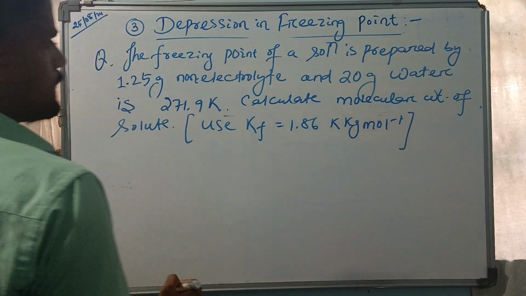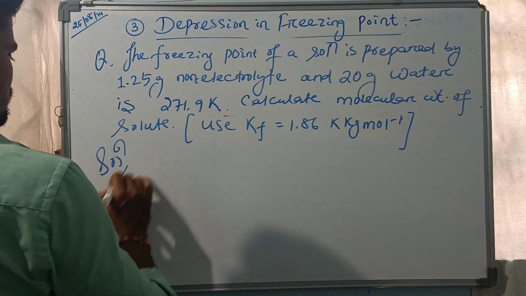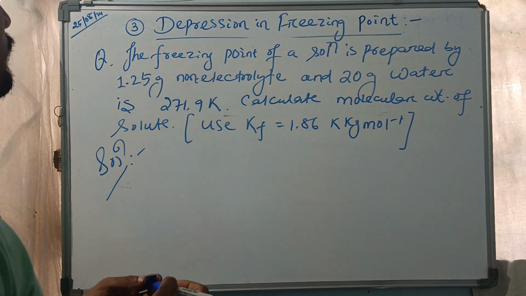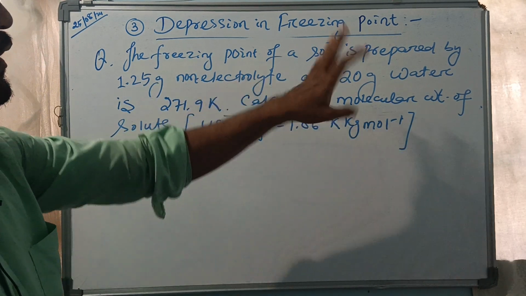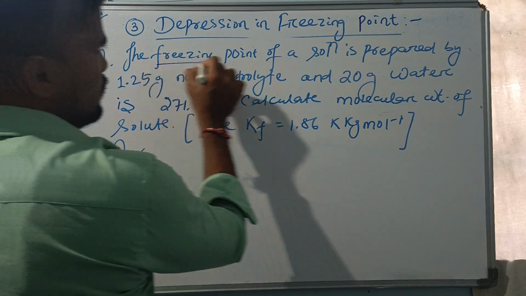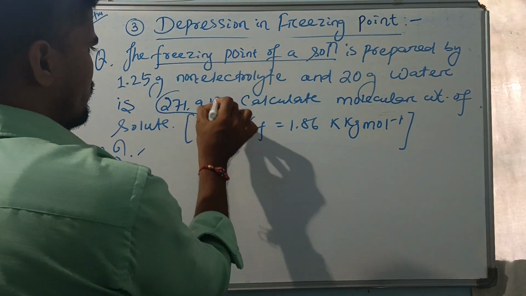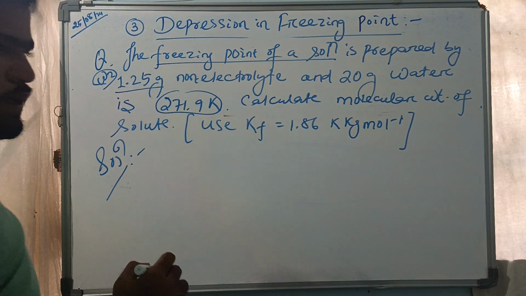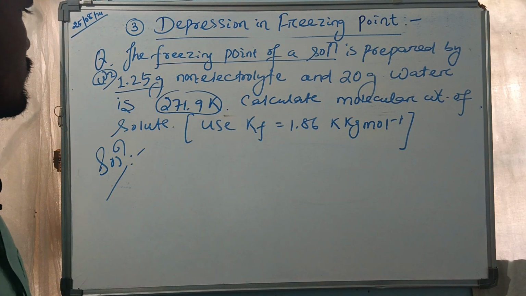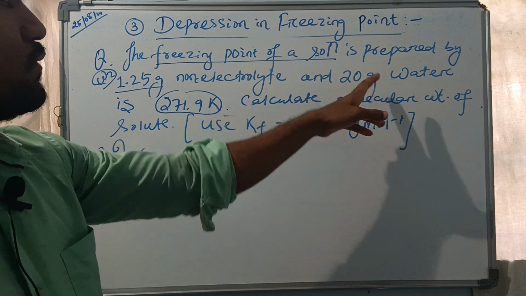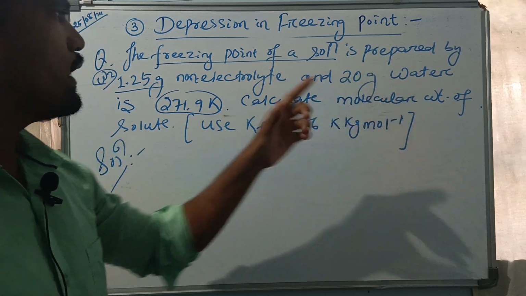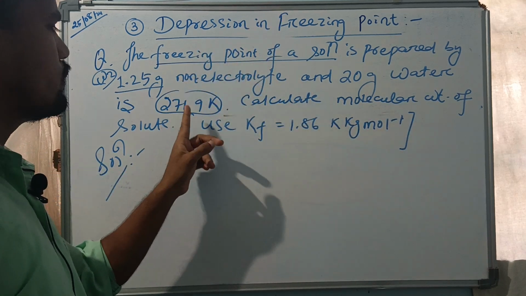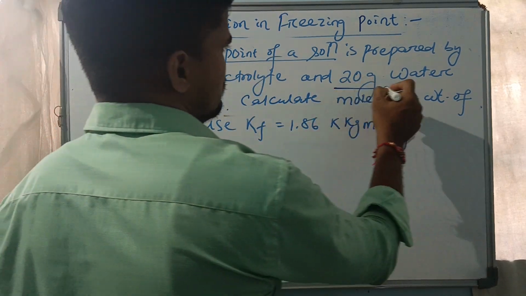Okay, now, so what is given? The freezing point of the solution prepared by 1.25 gram non-electrolyte and 20 gram water is given as 271.9. And 1.25 gram is the weight of the solute. And 20 gram is water, the solvent; the non-electrolyte and water combined together form a solution whose freezing point is 271.9.